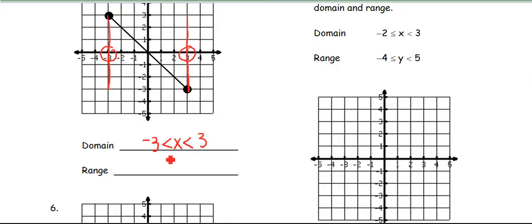This is a filled in dot on the low one. It is a filled in dot on the high one. So we put our equal sign. For our y values, I start at my highest point. Yes, there is a highest point, and my lowest point. So I have here 3 and -3.